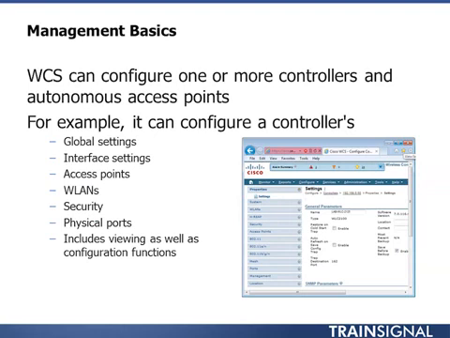So now we've talked about monitoring using the wireless control system. But the wireless control system can also be used to configure your wireless LAN controllers and your autonomous mode access points. To give you an example, if you wanted to configure a controller from the wireless control system, you can literally go in here as the screen shows you, and you can set up the same parameters that you had been setting up directly on your wireless LAN controller.